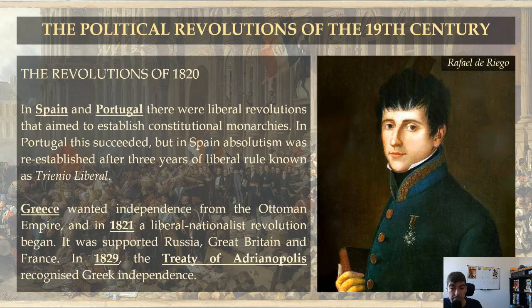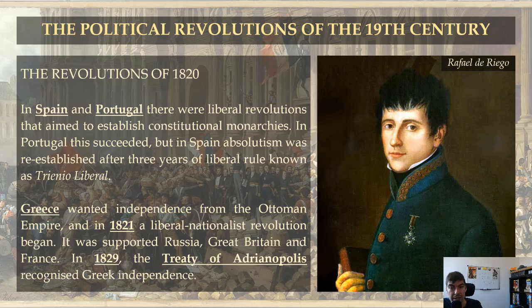First, in Spain and Portugal, there were liberal revolutions that succeeded in establishing constitutional monarchies. In Portugal, they wrote a new constitution and they forced the royal family to come back from Brazil, where they were living since the Napoleonic invasion of 1808. In Spain, the constitution of 1812 was reestablished for 3 years until 1823, after the pronunciamiento of the commander Rafael de Riego. But we will study this more deeply in the third part of this unit.